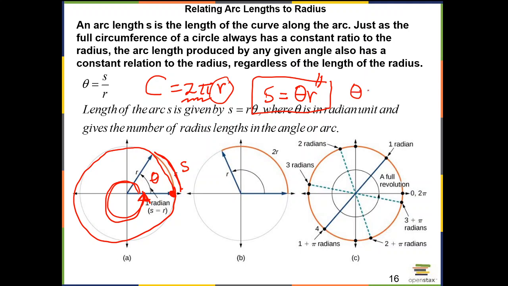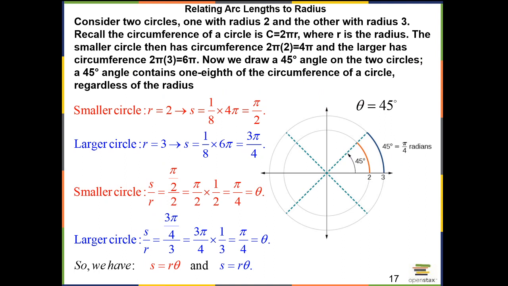From here, you can say theta is s over r. If the arc length and the radius are the same, what do we get? We get 1. So we call that angle 1 radian. That's the definition of radian. So one complete turn has how many radians in it? 2 pi, which is 6.28.